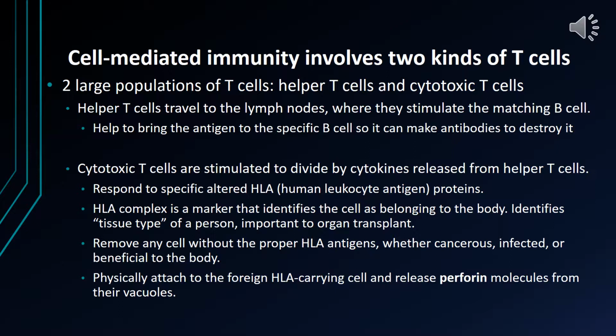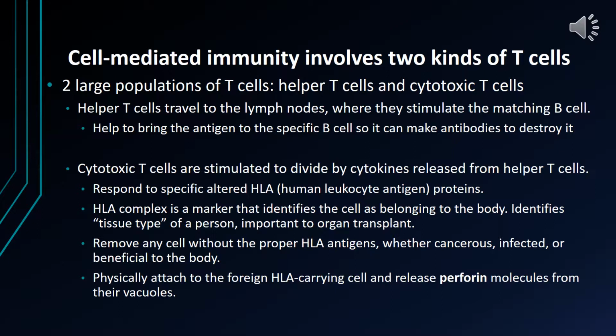They respond to specific altered HLAs, or human leukocyte antigen proteins. This HLA complex is a marker that identifies cells as belonging to the body. And these HLAs are what we use to identify tissue type in people so that we can properly match them to their organs in organ transplants.